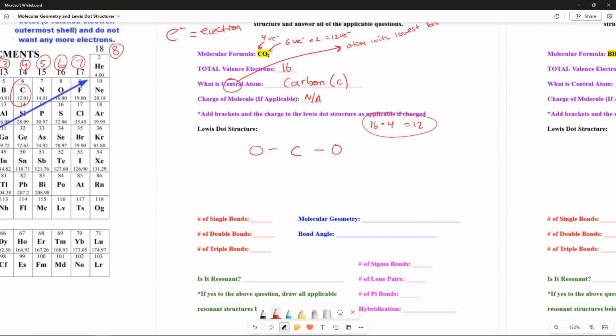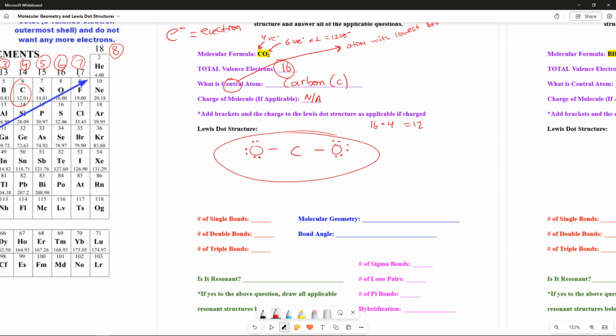Now what I'd like to do is make every element happy. So I'm going to assign electrons to oxygen. 3, 4, 5, 6. 1, 2, 3, 4, 5, 6, 7, 8, 9, 10, 11, 12, 13, 14, 15, 16. And now we have all of our electrons that we need on our Lewis dot structure.